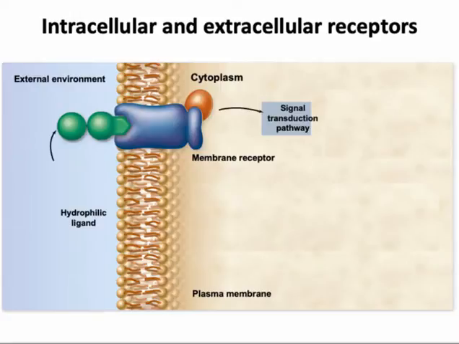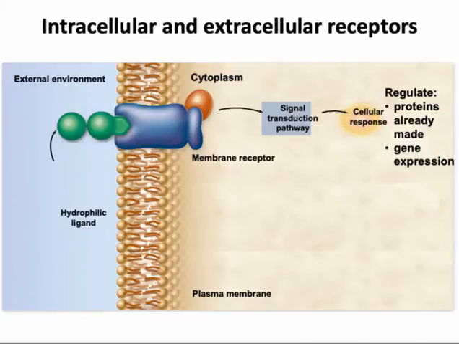So it has a part to bind the ligand on the surface of the cell, but it also goes through the membrane and it has a part of the receptor that is inside of the cell. And that part inside of the cell interacts with other proteins inside the cell to result in that signal transduction pathway. So it will activate multiple proteins inside the cell that will lead to the cellular response. The common cellular response of this pathway is by activating proteins that are already made or deactivating proteins that are already made. But it can also lead to gene expression.